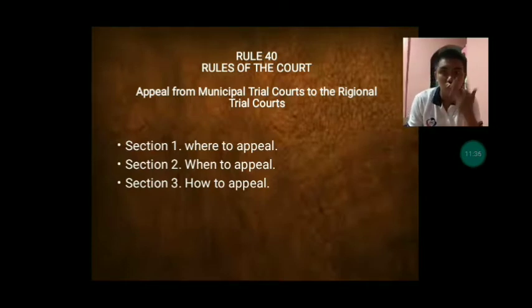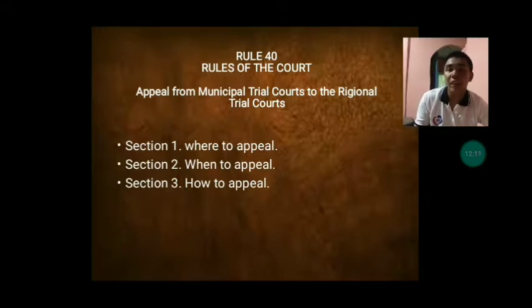Let's proceed to Rule 40 of the Rules of Court: Appeal from the Municipal Trial Court to the Regional Trial Court. Section 1. Where to appeal? An appeal from the judgment or final order of the Municipal Trial Court shall be taken to the Regional Trial Court exercising jurisdiction over the area to which the former pertains.